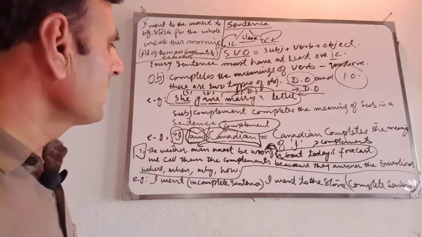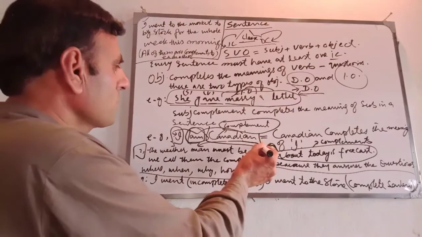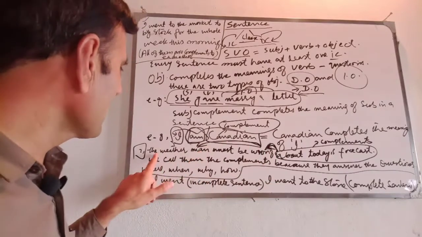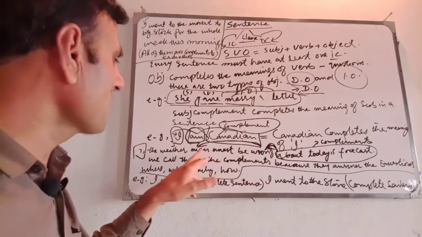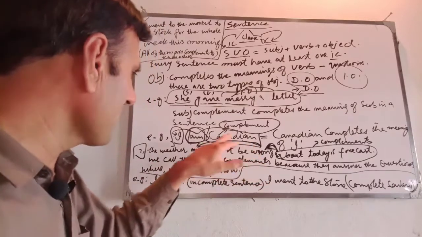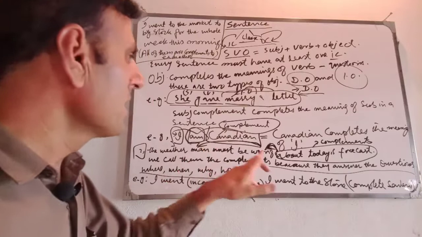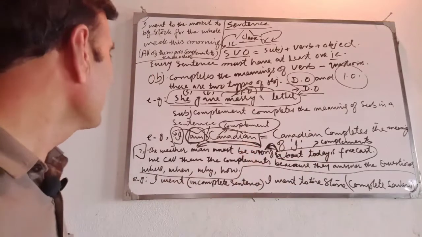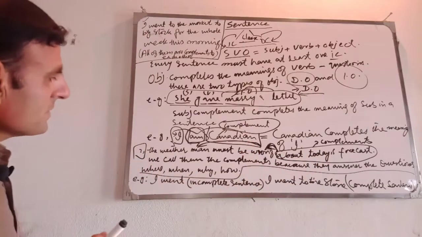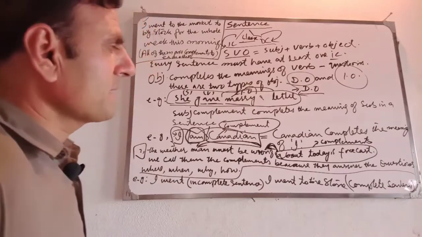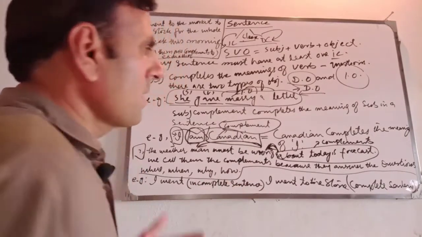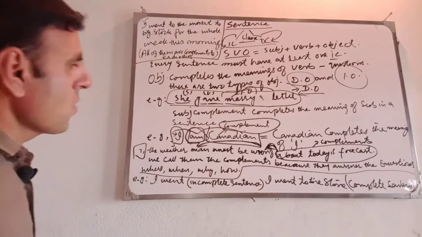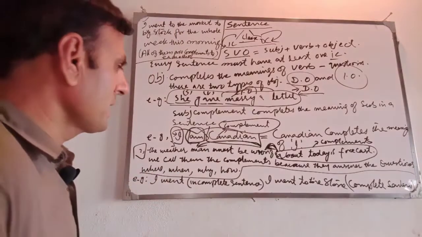The weatherman must be wrong. Now "wrong" is coming again to the man. Wrong is a complement for the man. Who is wrong? The man. The word "wrong" is telling us something about the man, and "about today's forecast" is the complement of "wrong." We call them complements because they answer questions about who, what, where, when, why, how. So they answer these things, and we call them complements.